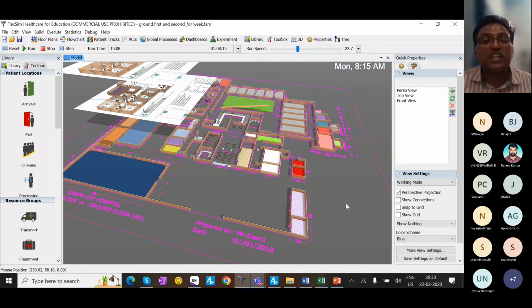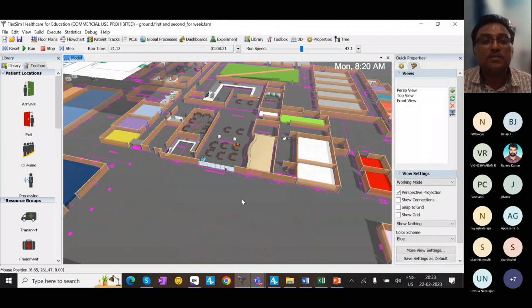So this is the 3D model of the hospital that we built in Fluxim Healthcare, and this license will be offered to you for six months, free of cost. I'll just run this model. First you need to import the hospital's layout: ground floor, first floor, second floor. Is it visible? Maybe it's the graphics. Let me zoom it further.